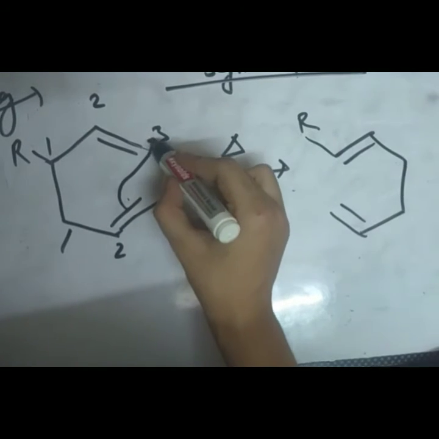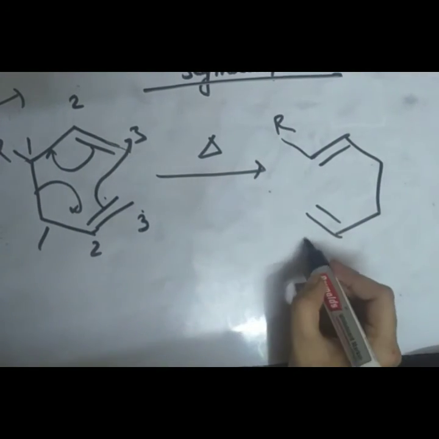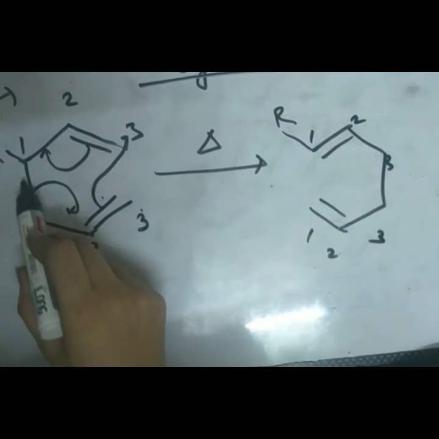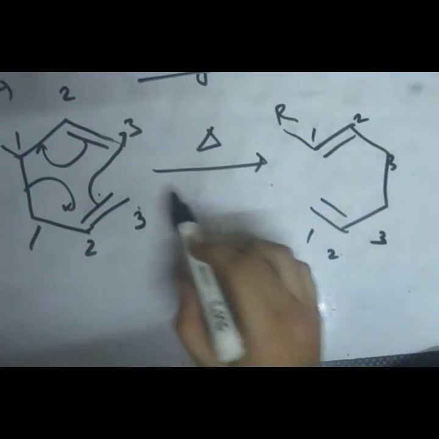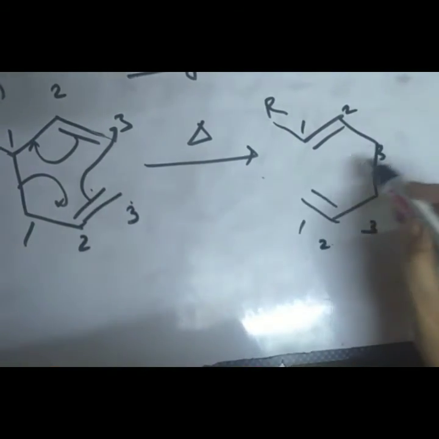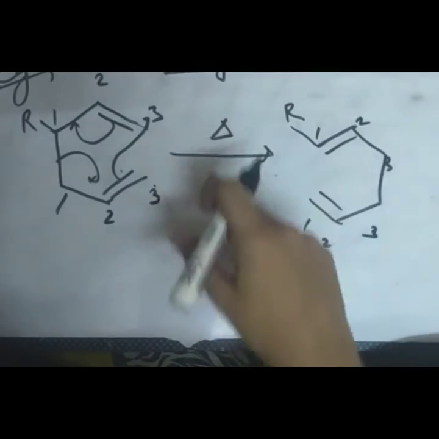So 3 attacks here, this comes here and this comes here, right? It's this way. So this was 1 2 3, 1 2 3. So the 1 1 bond breaks and the 3 3 bond connects, right? So a single bond is connecting the 3 3 third carbon, and the 1 1 bond is breaking here. So this is sigmatropic, right? Sigmatropic reaction. Just the sigma bond is moving, right, in such a manner. So this is also a type of pericyclic reaction.